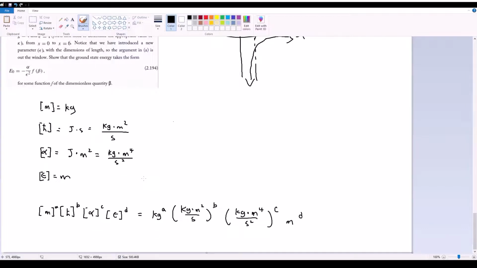And excuse me, let me increase my canvas size really quickly to 10,000.